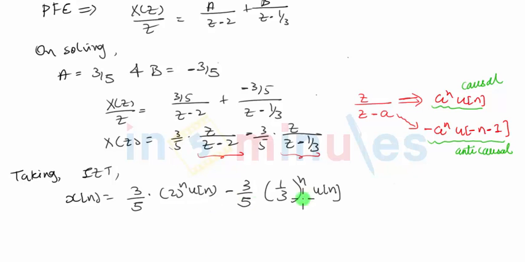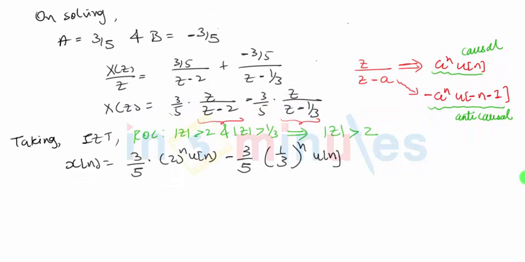When I take this inverse Z transform, I'm assuming the ROC that mod Z is greater than 2 and mod Z is greater than 1 by 3, which in common will be mod Z greater than 2, because the common part of greater than 2 and greater than 1 by 3 is greater than 2. Something which is greater than 2 will also be greater than 1 by 3 automatically. So only when the ROC is mod Z greater than 2, this will become my inverse Z transform. That means, are more inverse Z transforms possible for the same Z transform that we have obtained?